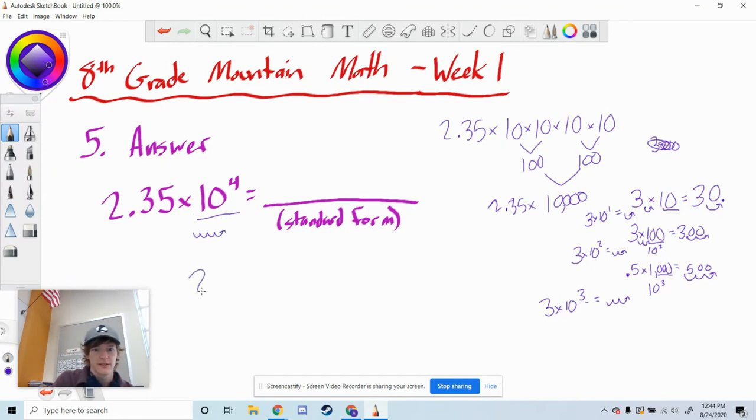So let's do that. 2.35. We're going to move it over 4 times. 1, 2, 3, 4 to right here. New spaces get zeros. So we have the number 23,500. And that will be our standard form of this scientific notation.